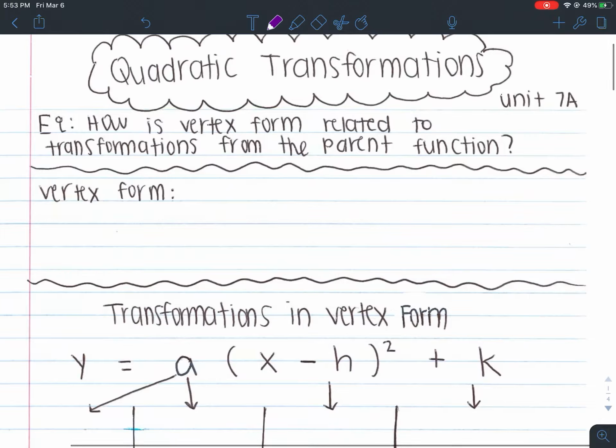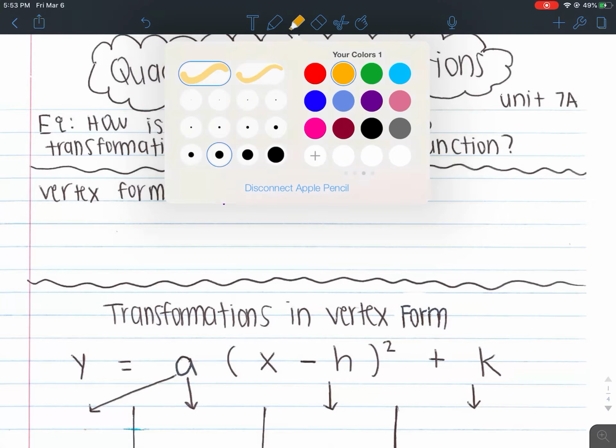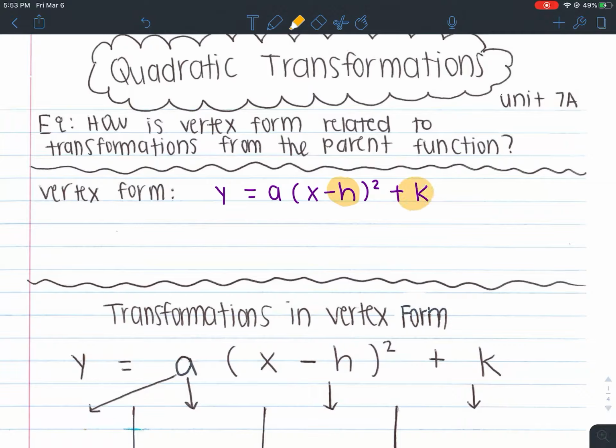Vertex form. Now we learned vertex form, that is y equals a(x minus h) squared plus k. And the vertex is h comma k.